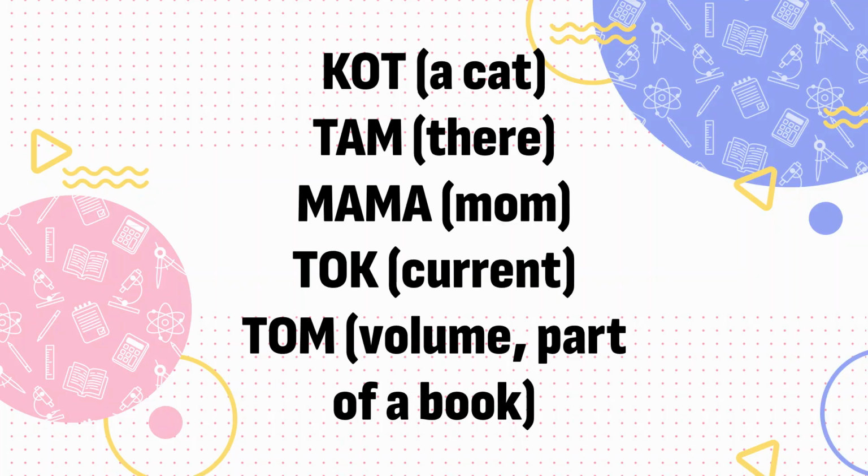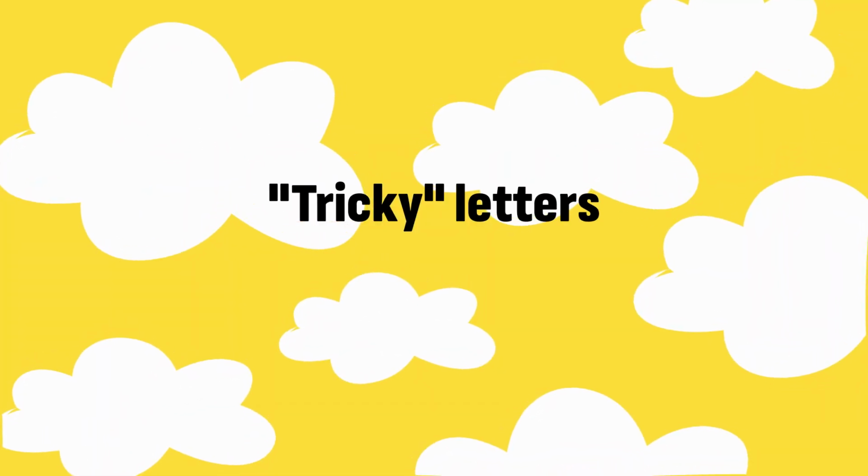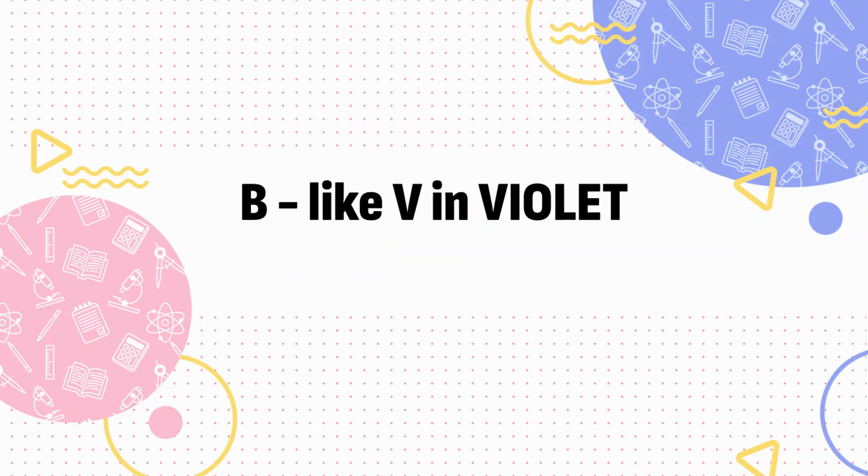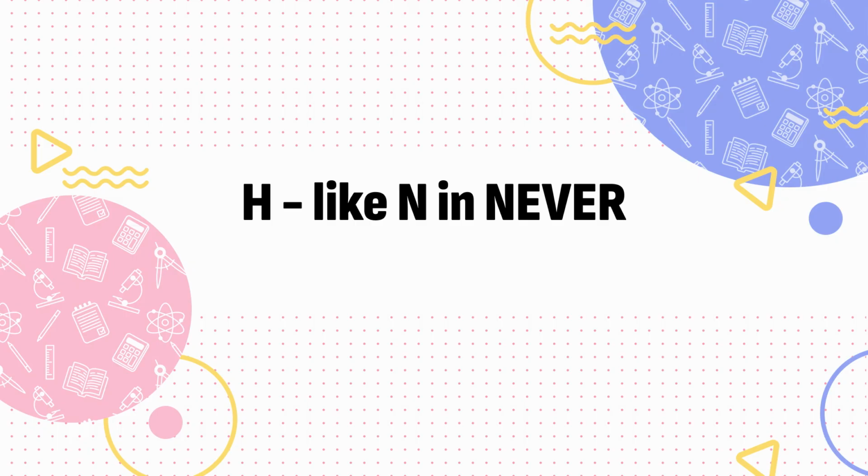Кот, там, мама, ток, том. We also have letters that look familiar but sound different. В, like V in violet. Н, like N in never.